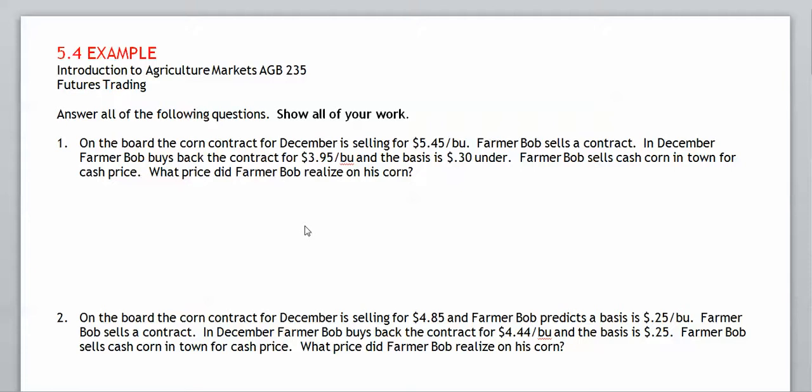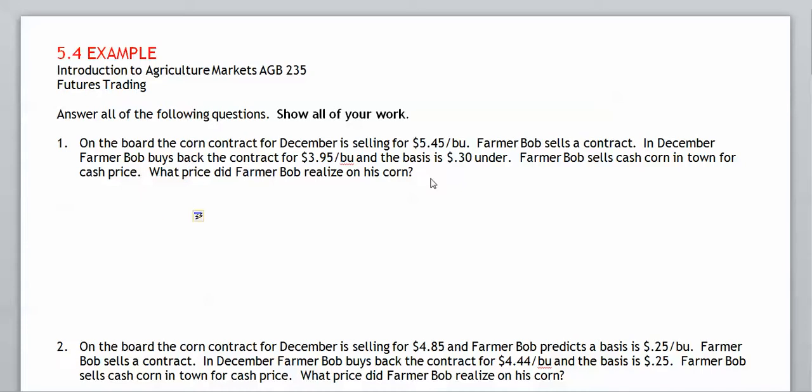Problem 1, on the board, the corn. First of all, on the board means the futures price. The price of December corn is $5.45 a bushel. Farmer Bob sells a contract for $5.45 a bushel. In December, Farmer Bob buys back the contract for $3.95 a bushel, and the basis is 30 cents under. Farmer Bob sells cash corn in town for cash price. What price did Farmer Bob realize on his cash corn? Well, let's take a look.